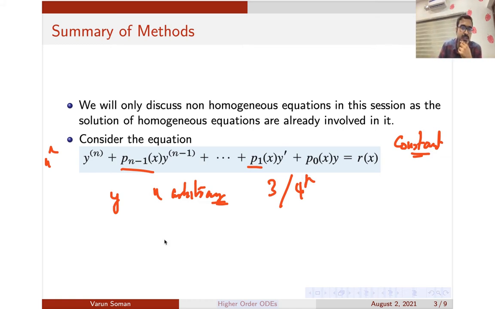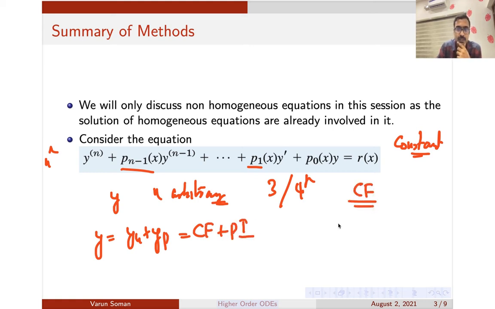The solution is actually of the form yh plus yp, or in other words, of the form CF plus PI. So it will have two parts. The first part you have to find is CF, that is the solution of the associated homogeneous equation. In the first step, you will write the corresponding homogeneous equation, and then we will try to find the general solution of that by writing the auxiliary equation and solving for m. That is the method.